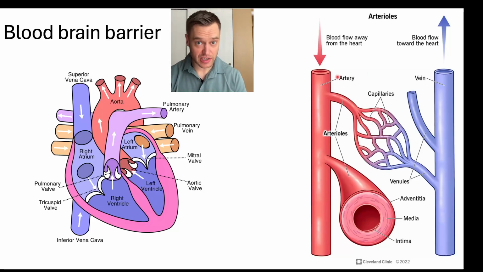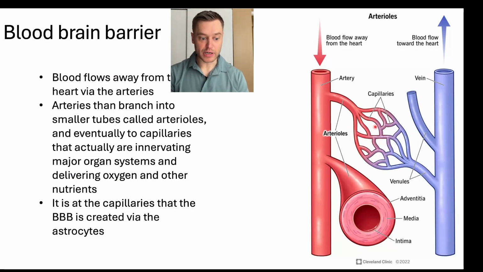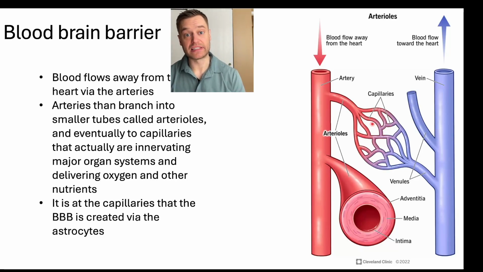So again, what you need to know for the exam is that arteries carry oxygenated blood, that veins carry deoxygenated blood, and that capillaries are the part of the vasculature that is going to allow the delivery of the oxygen. Now, the blood-brain barrier is going to be found at these capillaries, and it is formed there by the feet of the astrocytes.